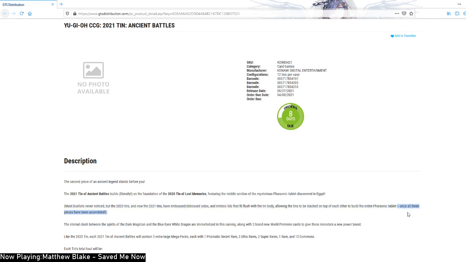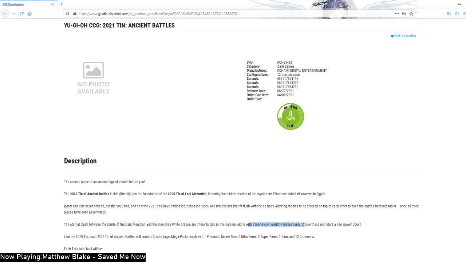Once all three pieces have been assembled, so once again, next year we'll get another piece. More Yugi Kaiba. Let's go, same thing again. The eternal clash between the spirits of the Dark Magician and Blue-Eyes White Dragon are immortalized in this carving. Yeah, the eternal clash, that sounds about accurate. The eternal clash of them constantly getting support and support. Eternal, yeah. Eternal is definitely the right choice here.